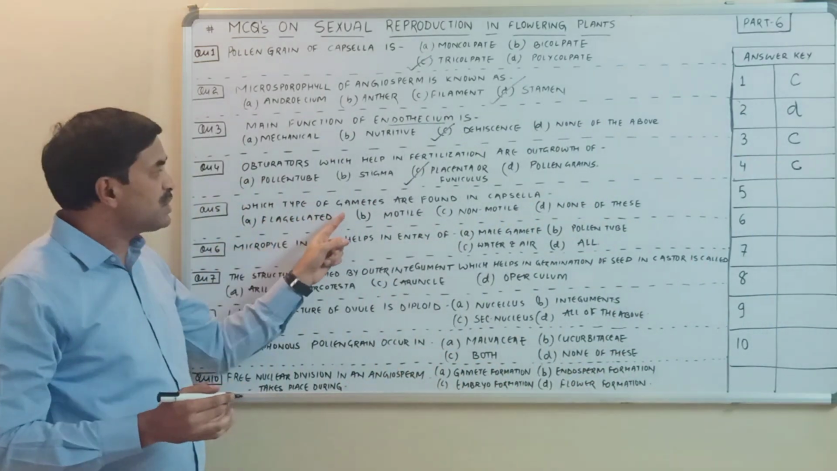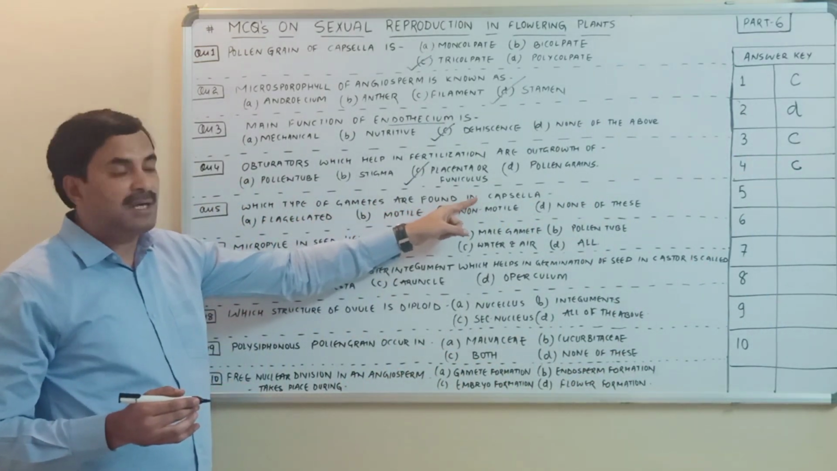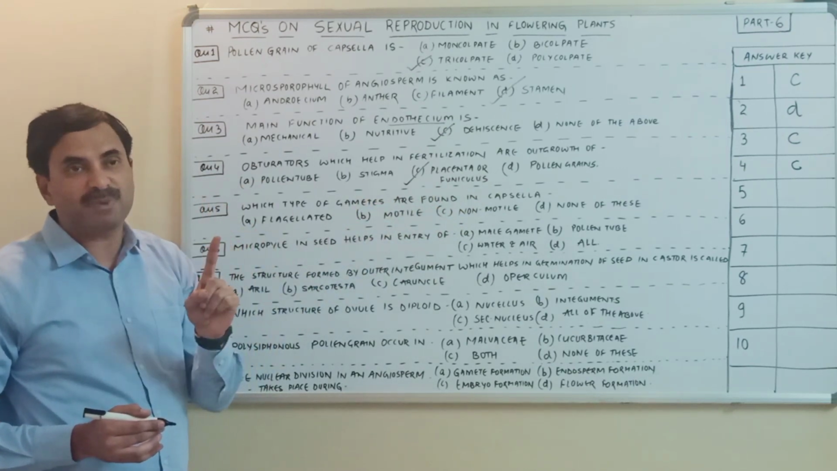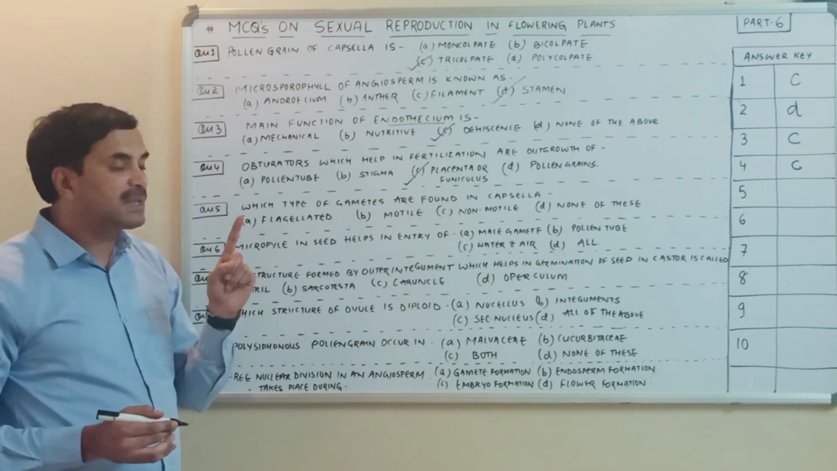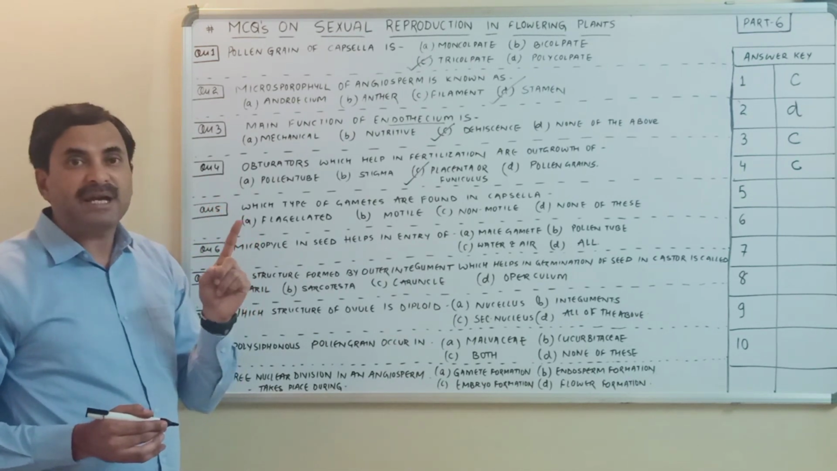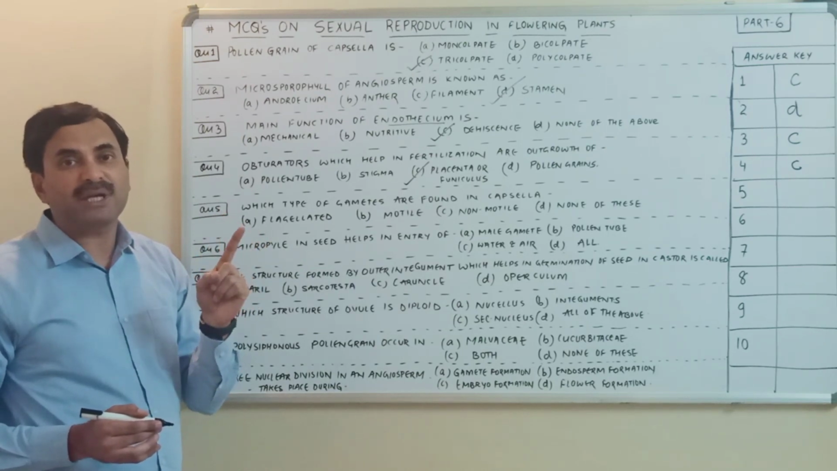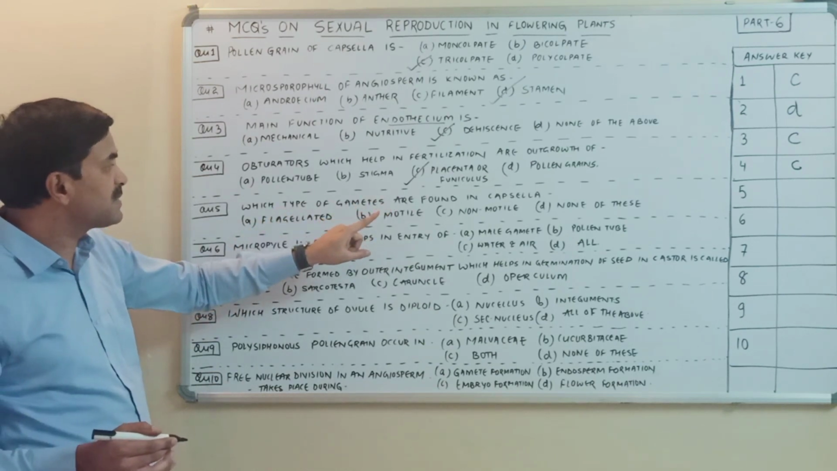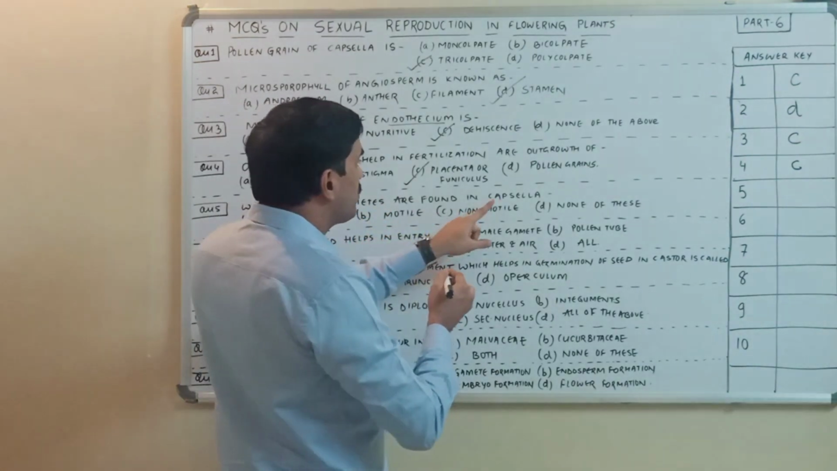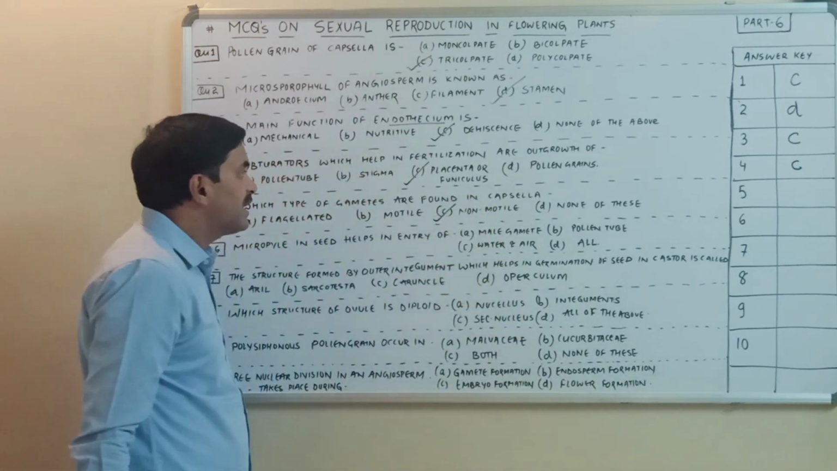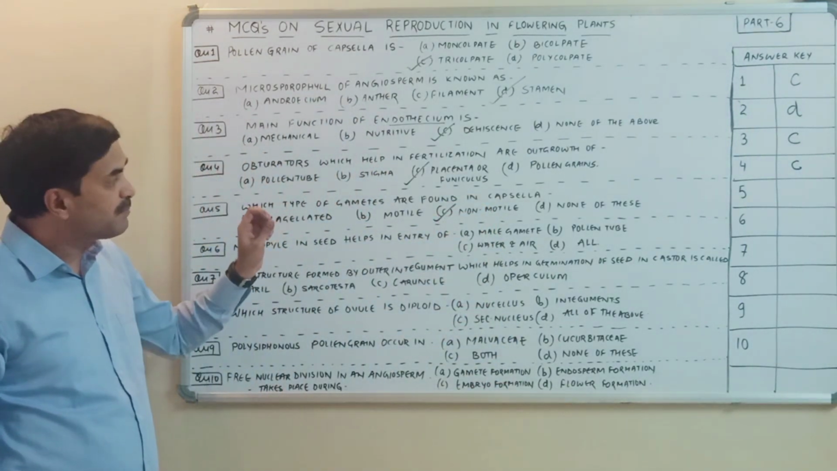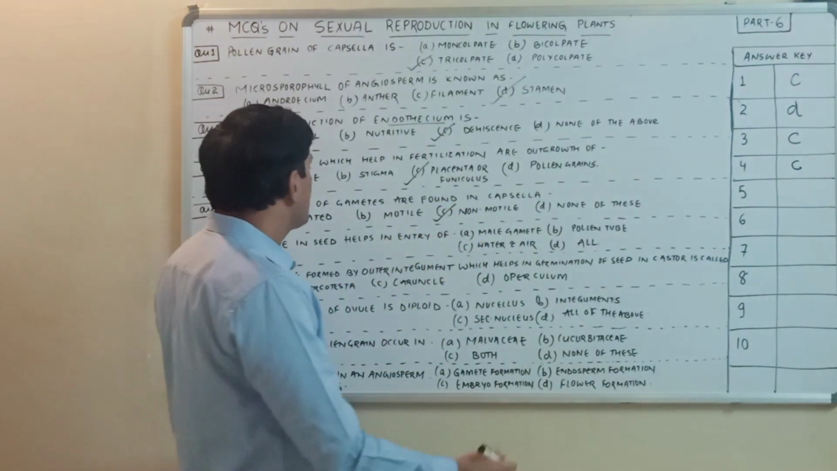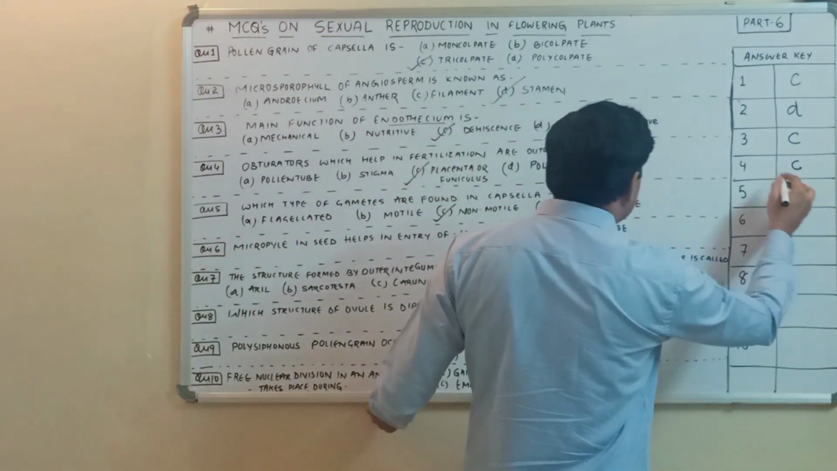Question number 5, which type of gametes are found in Capsella? Remember this thing, that Capsella is a dicot and it is an angiosperm. And in angiosperms, the gametes are non-motile. That's why, to carry the non-motile gametes, the pollen tube is formed. So which type of gametes are found in Capsella? Flagellated, motile, non-motile or none of these. We know very well that in Capsella 2 male gametes are formed and these 2 male gametes are non-motile. So question number 5 has the answer C.